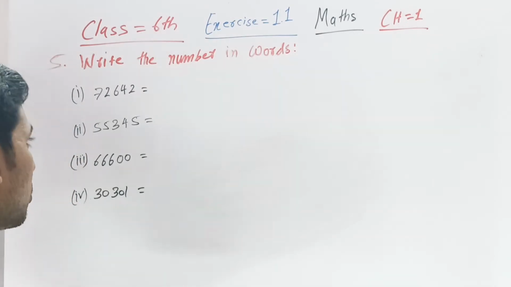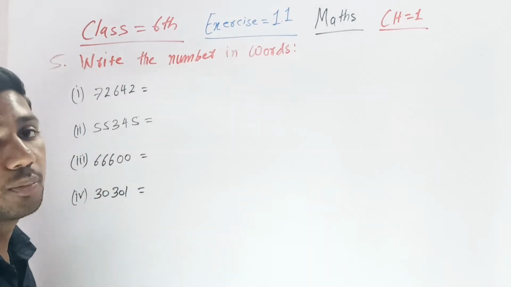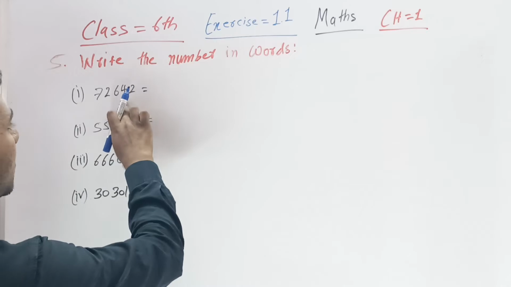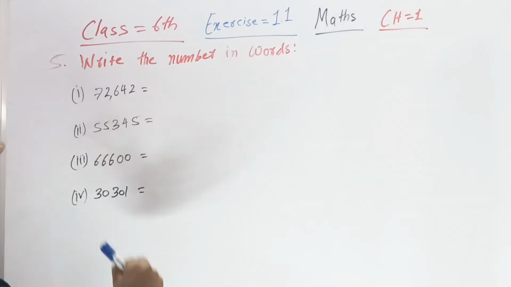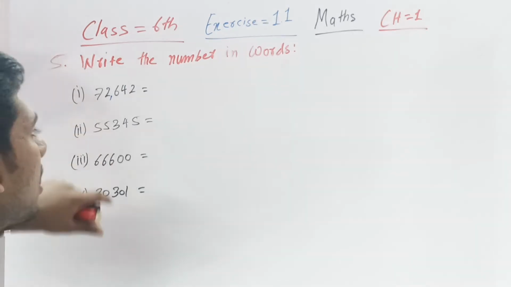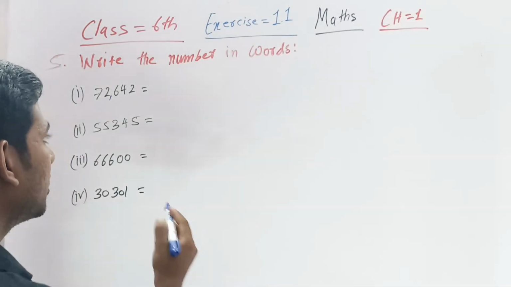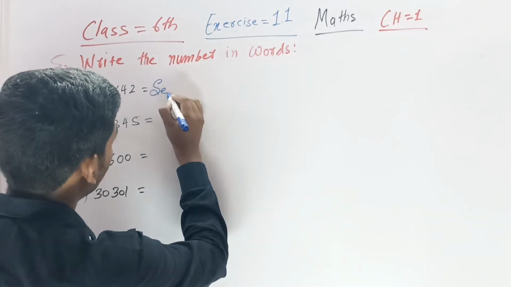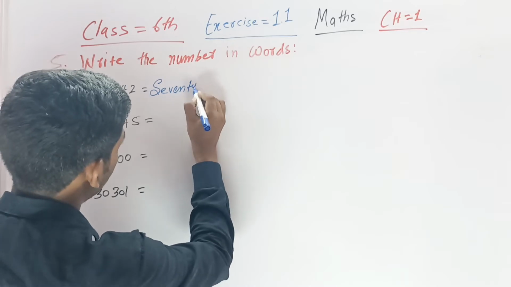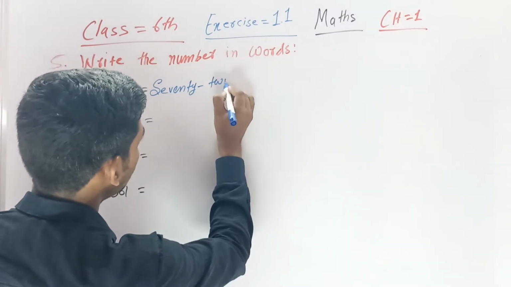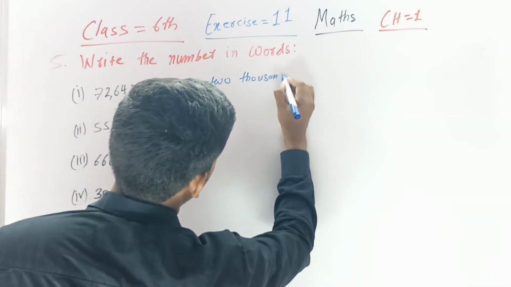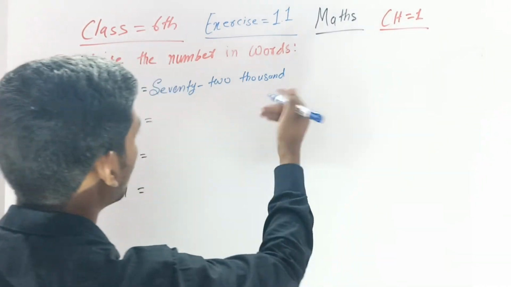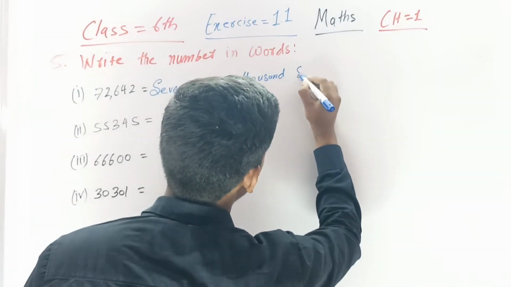Okay, so let's see. First of all, let's count and put commas. Ones, tens, hundreds. After hundreds we have thousands, ten thousands. Okay, this is how much? It's 72,000. So how will you write? See here, we have to write 72,000, 72,600.